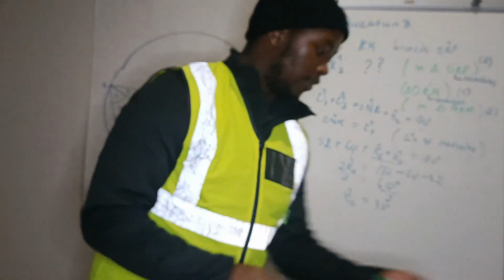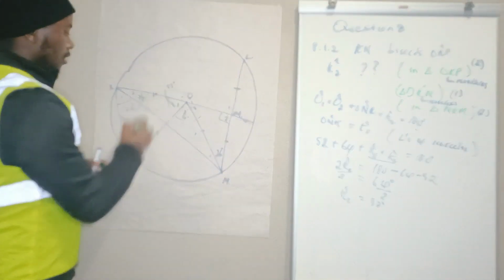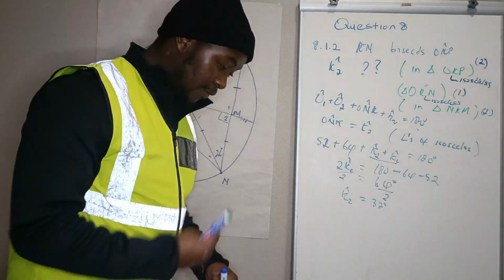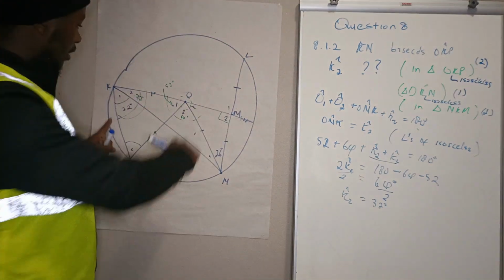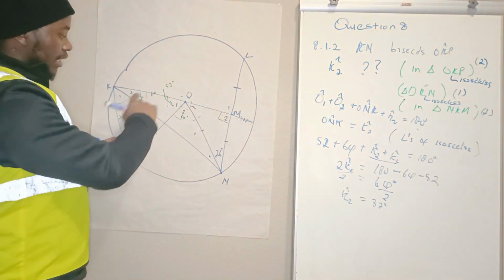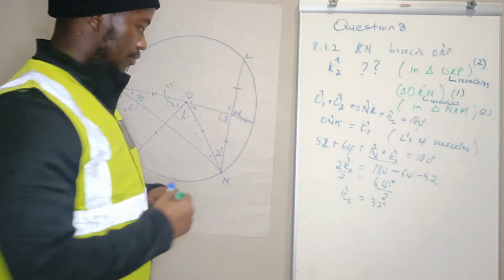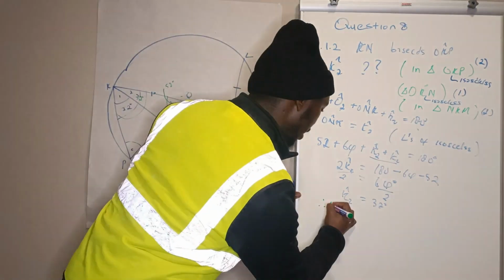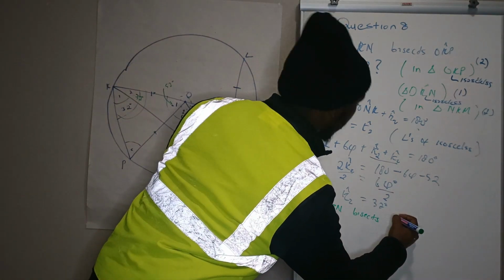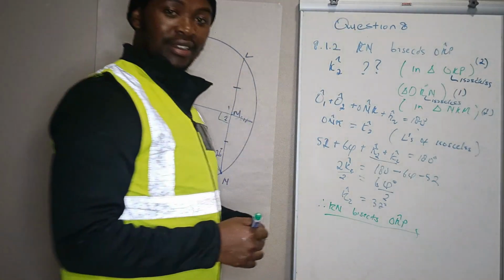Okay, we've just found that K2 is 32 degrees. Now do you notice that K2 is equal to K1? And if these two angles are equal, and they are coming from this angle OKP, then that angle is being bisected. So therefore KN bisects OKP. And we are done.